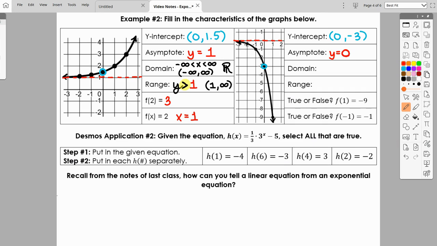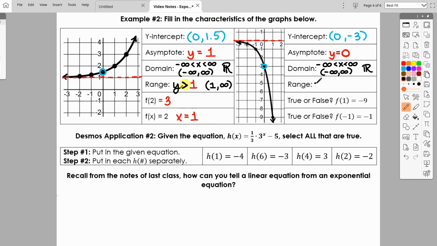We go ahead and talk about the domain. Again, being everything going left with that arrow to -infinity, and everything on the right side with that arrow going to positive infinity. That's our case of all real numbers. Remember, we can notate it any of these 3 ways.